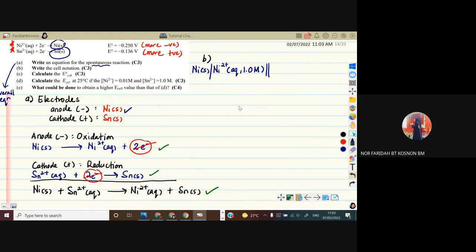And then dekat cathode we have a container that contains the electrolyte. The electrolyte contains tin ion, Sn2+, phase aqueous, and the concentration also 1.0 molar. And then we have the tin solid as the cathode electrode. So tin solid. Selain daripada ini tidak diterima jawapannya. Okay. Setakat ini A dengan B ada masalah.